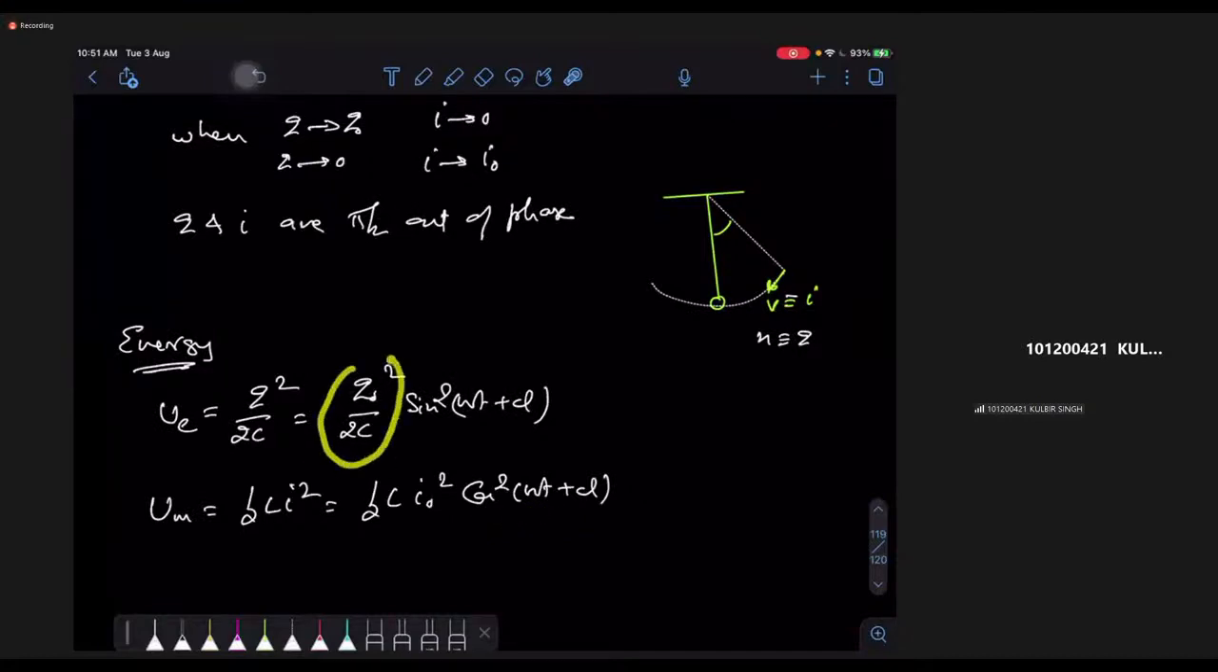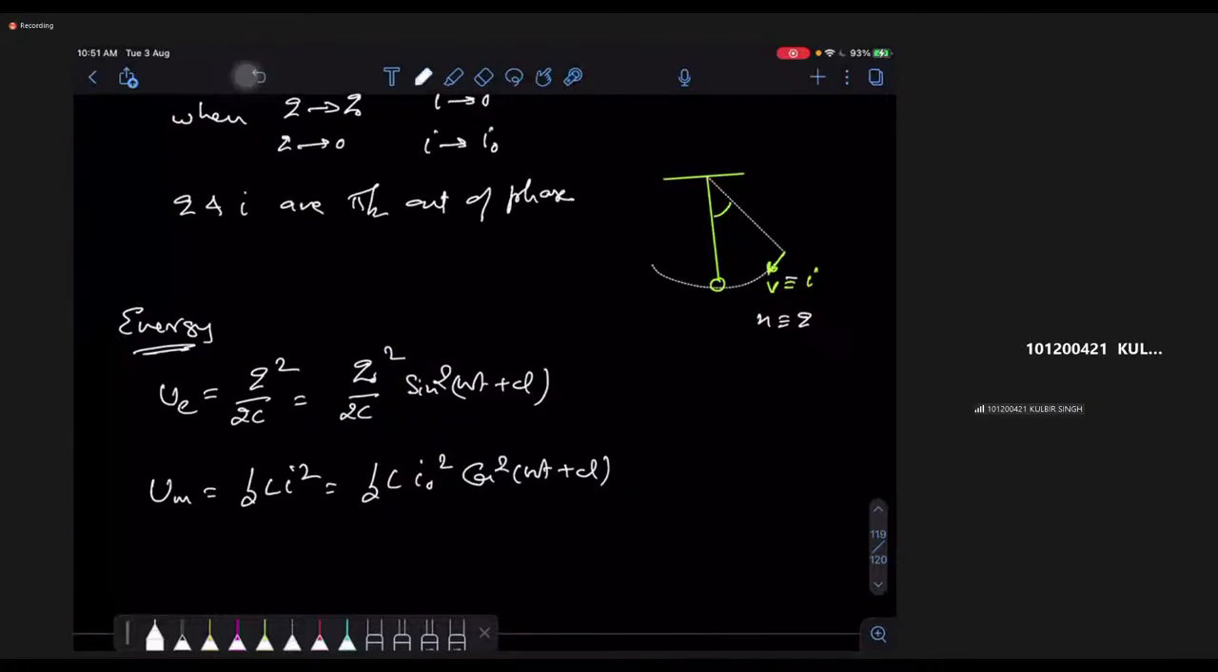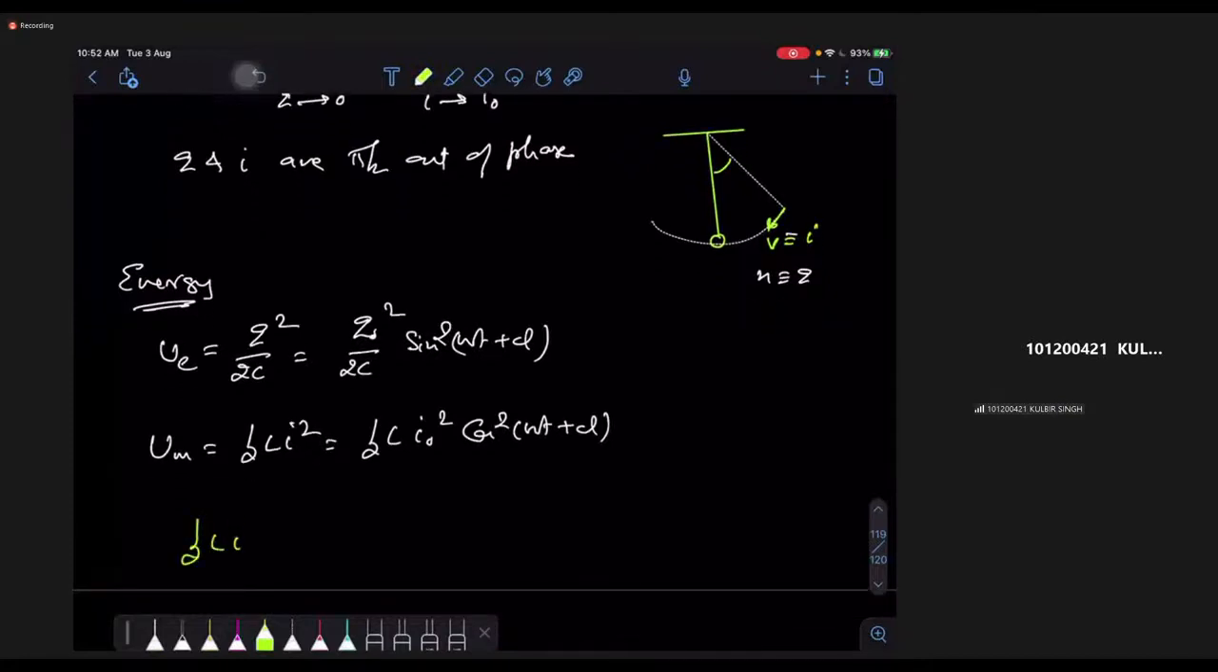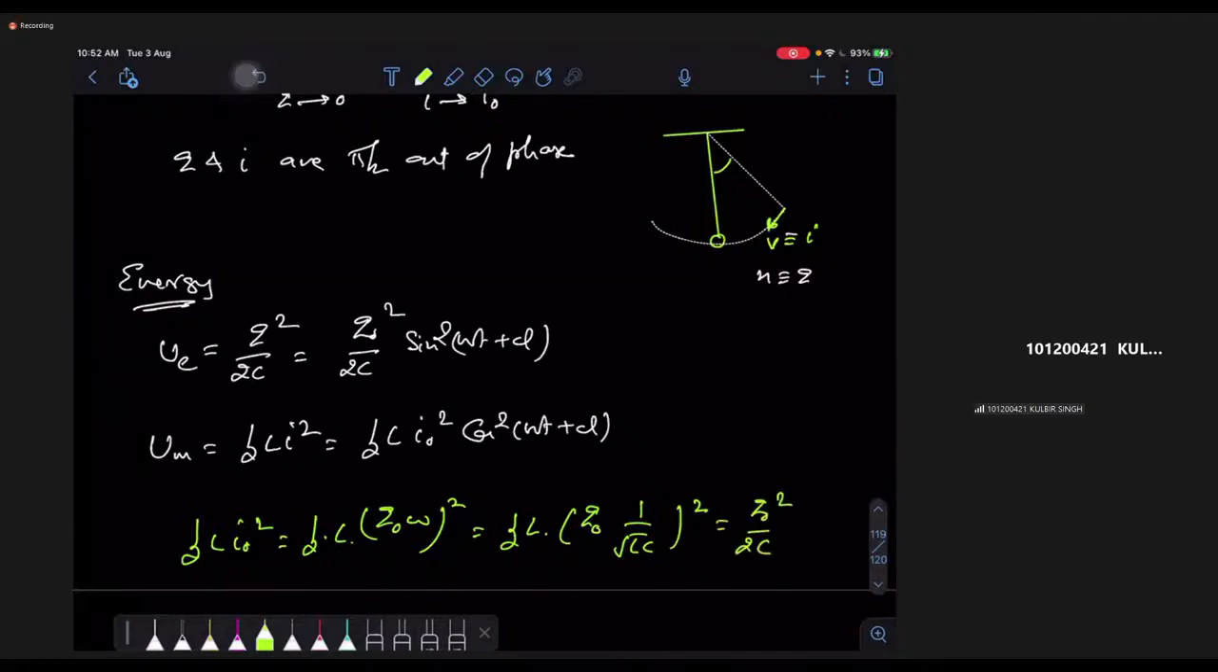If you just notice their peak values, they are the same. Because if I try to find this peak amplitude, what is my peak amplitude? It's Q naught omega. Current amplitude is Q naught omega. And what is the value of my omega? The value of omega is 1 over root LC. So ultimately, both the amplitudes come out to be the same. So maximum electrical energy and maximum magnetic energy are both the same.